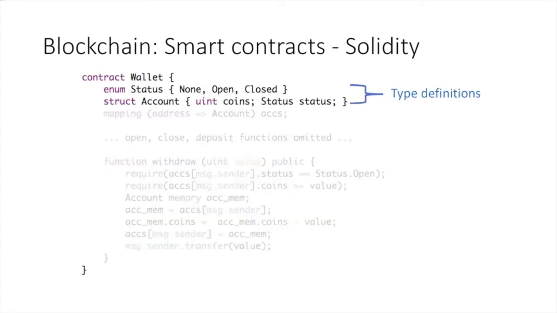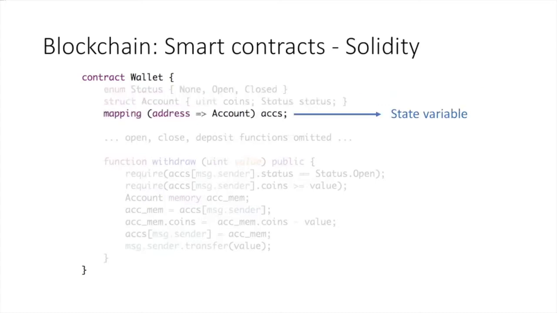So in Solidity, a smart contract can define some types. Here we have an enumeration, status, to define the status of an account. An account is then defined as a struct that has a number of coins, which is the number of coins that this account holds, and the status of the account. A contract also has state variables, and these state variables will actually represent the state of the contract. Here we just have this mapping, which is basically a hash map from addresses to accounts, and this will tell us which address owns however many coins in this account.